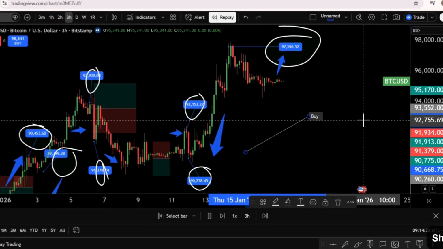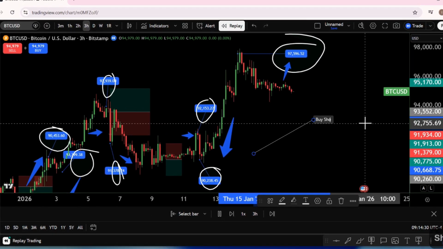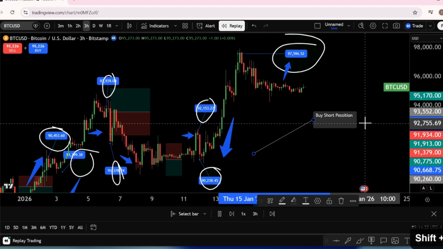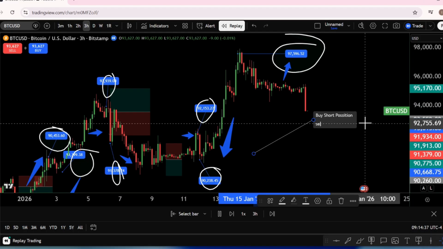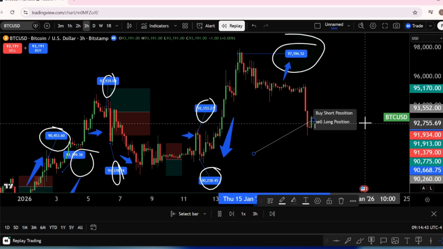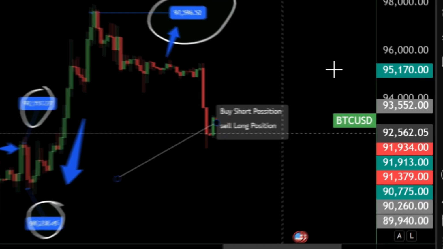Now let's move to the opposite side of the market: short selling. A short position means profiting from price moving downward. Instead of buying low and selling high, you're effectively selling higher first and buying back lower later. The goal is still to profit from price movement, just in the opposite direction. Short positions are common during bearish market conditions, weak macro trends, negative market sentiment, or broader financial uncertainty.